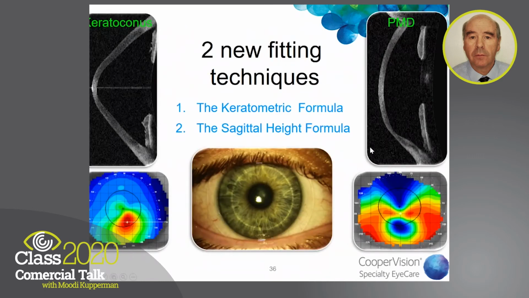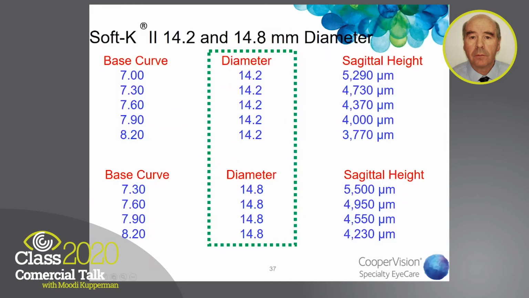Talking about fitting these lenses, there are 2 fitting techniques. One is the keratometric formula, and one is the sagittal height formula, where we have to have the topographer that gives us the elevation of the cornea. But let's find out what we have. So we have 2 lenses. We have base curve in parallel to SAG for 14.2, and base curve in parallel to SAG in 14.8.